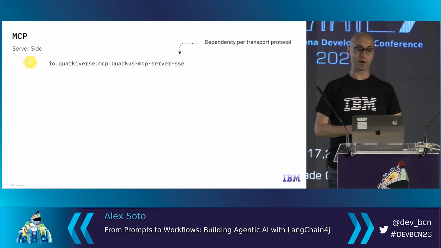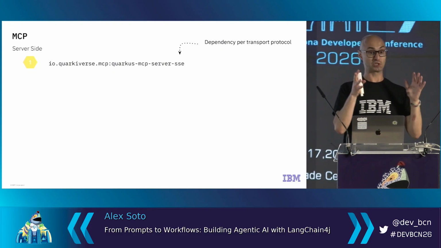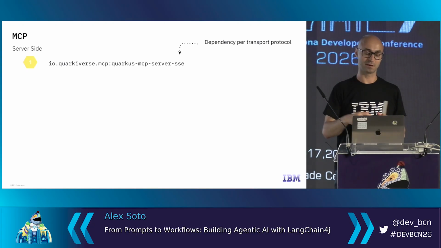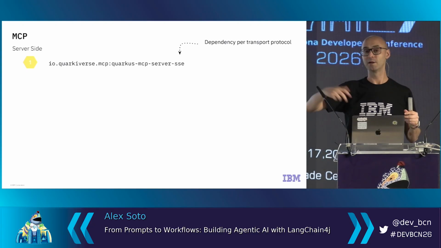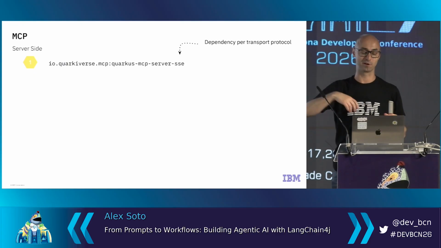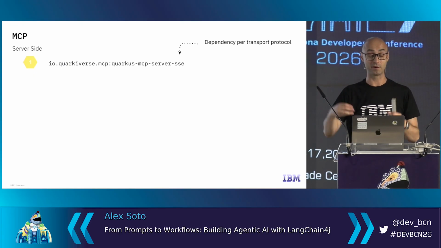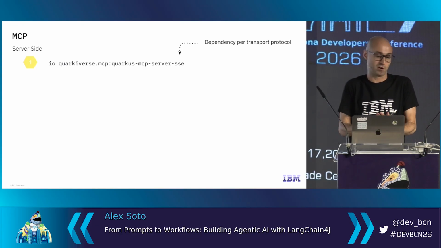Now, how do you develop an MCP server? Of course, you know that there are a lot of MCP servers out there like this GitHub one, the Terraform MCP server, the Kubernetes MCP server, right? There are a lot of them, but you can also implement your own MCP server.